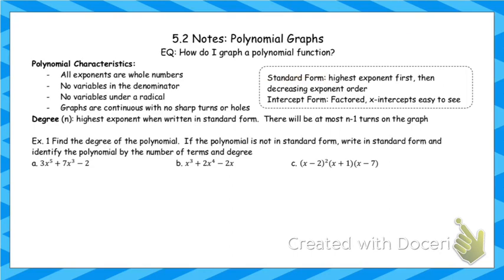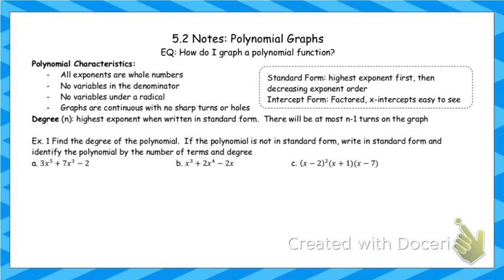Intercept form, on the other hand, is basically factored. And the reason we like intercept form is it makes the x-intercepts really easy to see. Now we're going to look at both of these today. Now, once we find the degree, we're going to use it for a couple of things. One characteristic of the degree is that one less than the degree is the most possible number of turns your graph can have. And your turns, if you remember, those are your relative extrema, your relative mins and your relative maxes, or absolute mins or maxes, depending on the function.